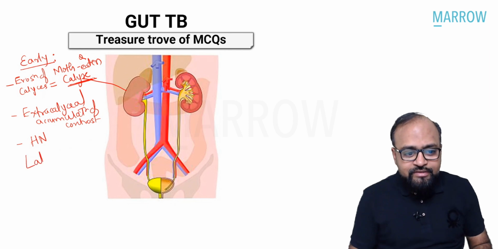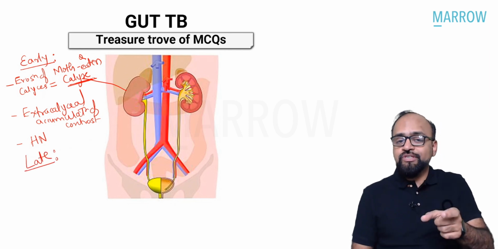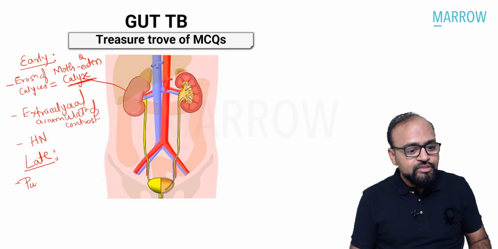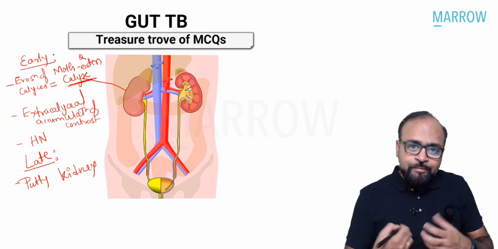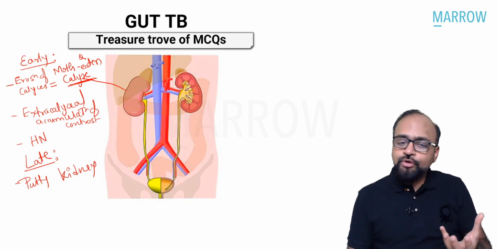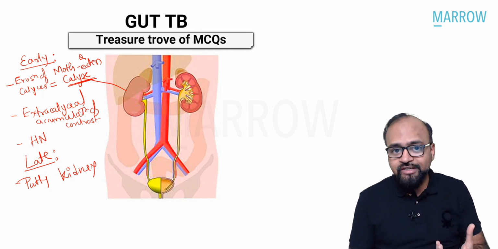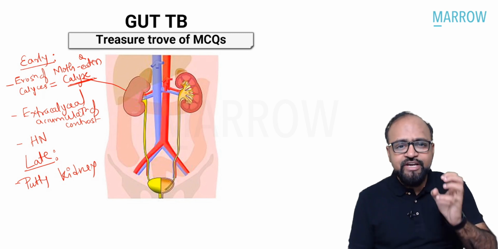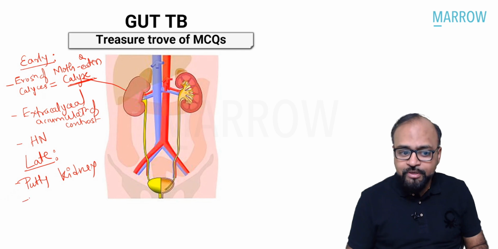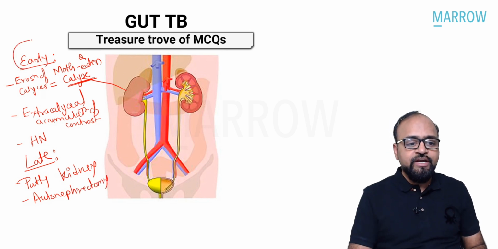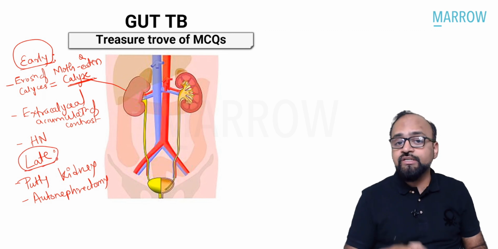In the late stages of involvement, right, this was the image which was given in your exam. What happens? Diffuse renal calcification, and this is what is called the putty kidney. Ultimately, when a kidney is so diffusely calcified, it is not going to function well, isn't it? So what the body does is that the blood supply to that non-functioning kidney is gradually cut off. The kidney becomes calcified, shrunken, and non-functioning. This phenomenon is called autonephrectomy. So these are the findings that we see in early and late stage renal involvement.